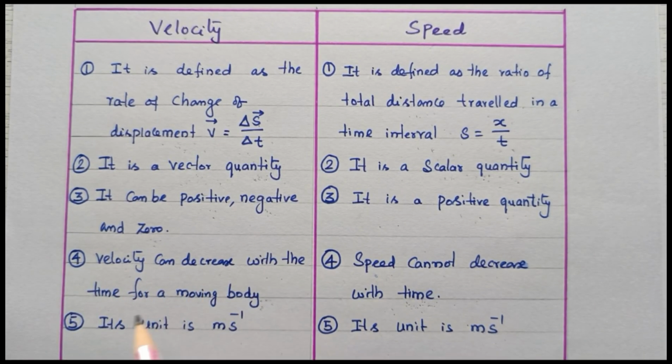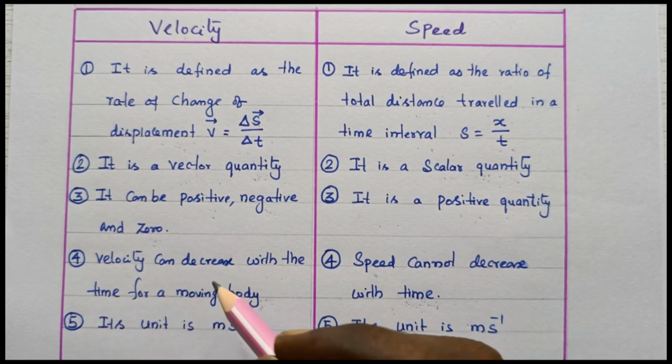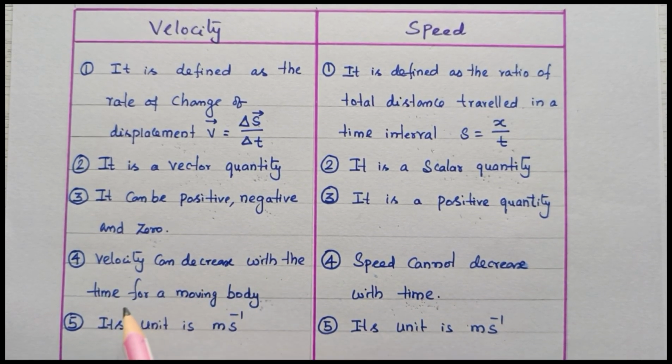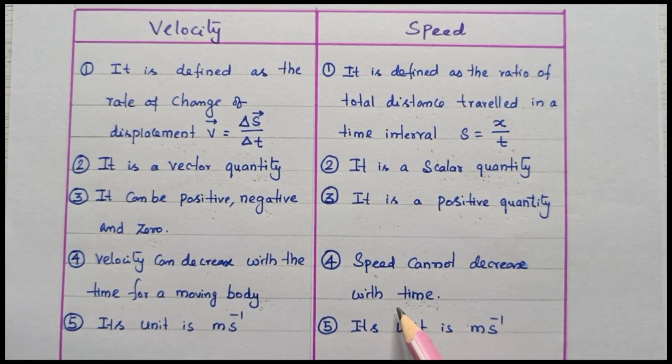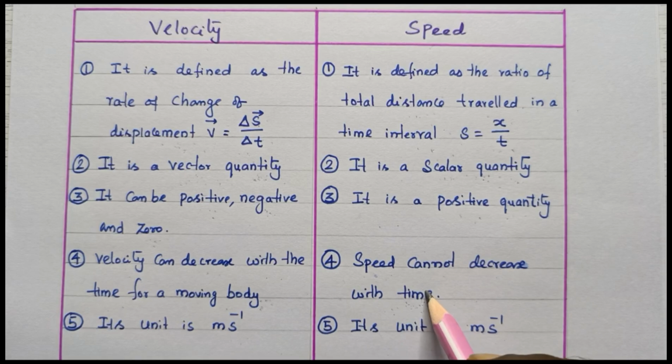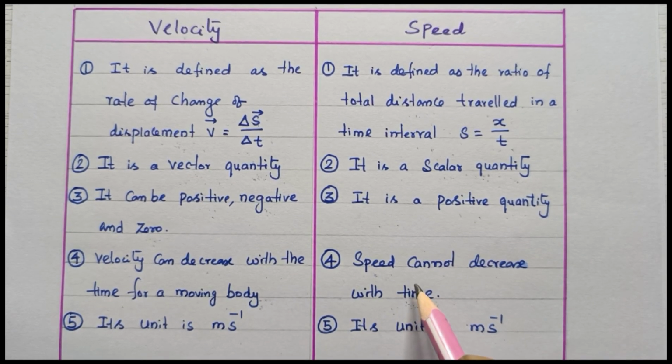வெலாசிட்டி கேன் டிக்ரீஸ் வித் த டைம் ஃபார் எ மூவிங் பாடி. ஸ்பீட் கேனாட் டிக்ரீஸ் வித் டைம். அதாவது வெலாசிட்டி வந்து ஒரு மூவிங் பாடிக்கு டைம் இன்க்ரீஸ் ஆகும்போது டிக்ரீஸ் ஆகலாம். ஸ்பீடு வந்து அப்படி டிக்ரீஸ் ஆகாது. திஸ் இஸ் அ ஃபோர்த் பாயிண்ட். இந்த பாயிண்டினுடைய எக்ஸ்பிளனேஷனை இப்போ பார்க்கலாம். Now let us explain the fourth point.